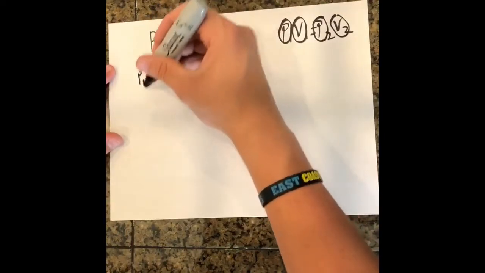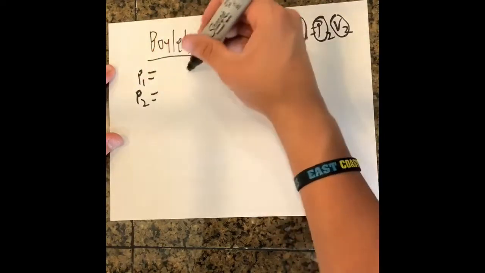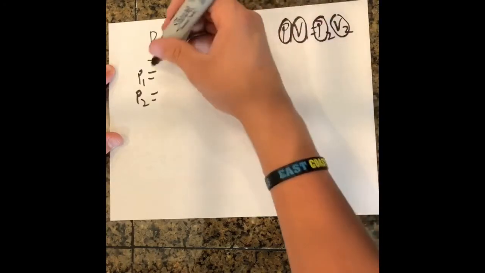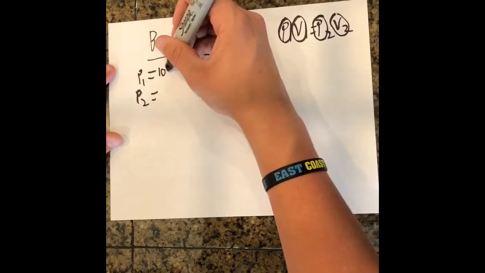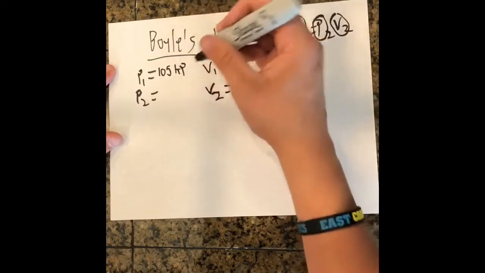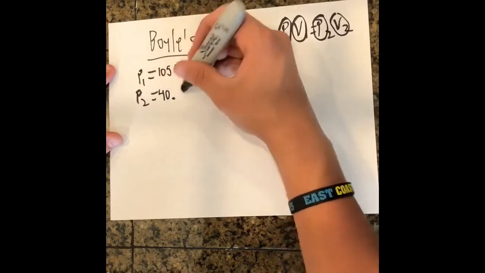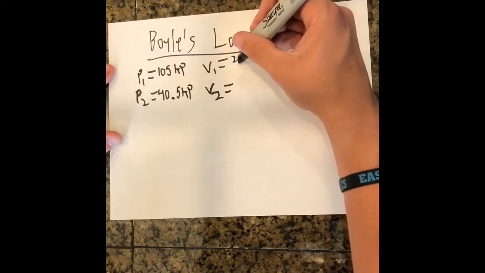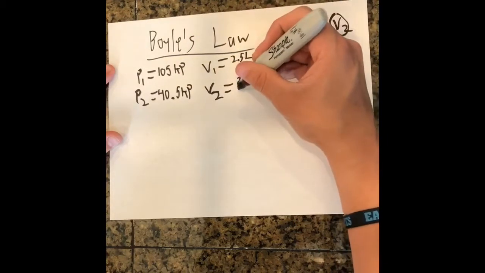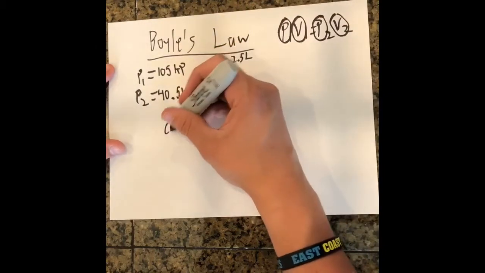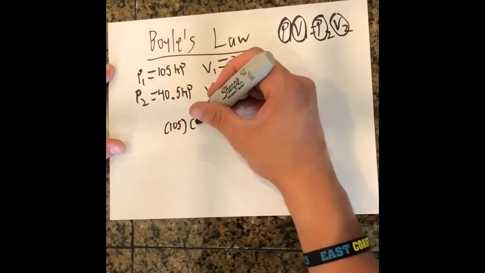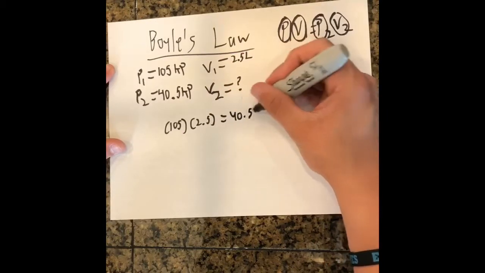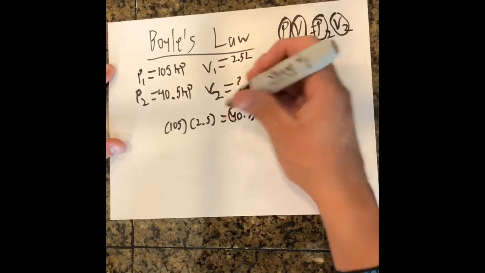Nitrous oxide is an anesthetic. The pressure on 2.5 liters of nitrous oxide changes from 105 kilopascals to 40.5 kilopascals. If the temperature does not change, what will the new volume be? First, we will set up the equation. The pressure of nitrous oxide, 105 kilopascals, multiplied by the volume of nitrous oxide, 2.5 liters, is equal to the volume of nitrous oxide multiplied by the pressure of nitrous oxide after a variable, pressure, is changed. Pressure is changed from 105 kilopascals to 40.5 kilopascals.